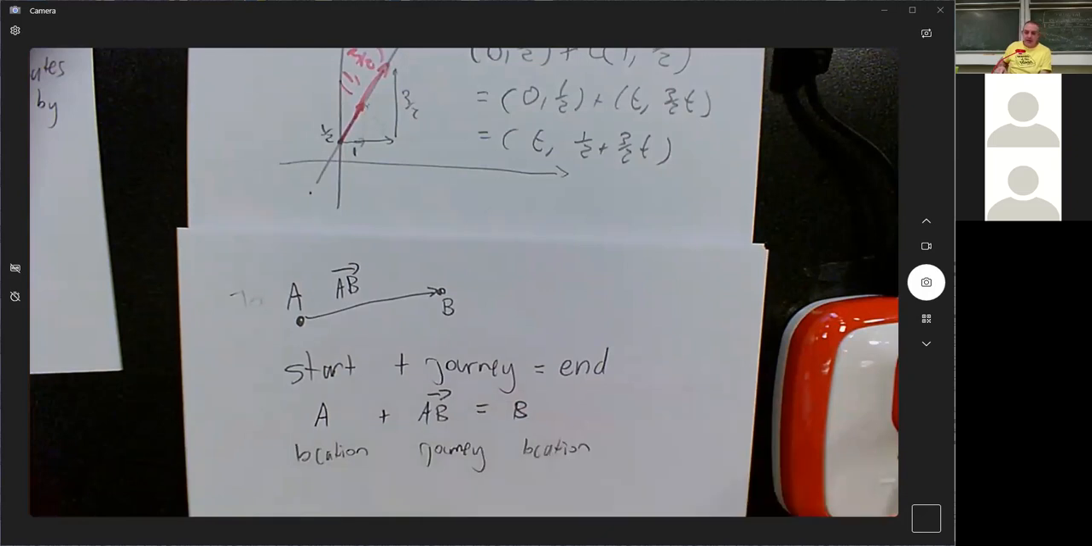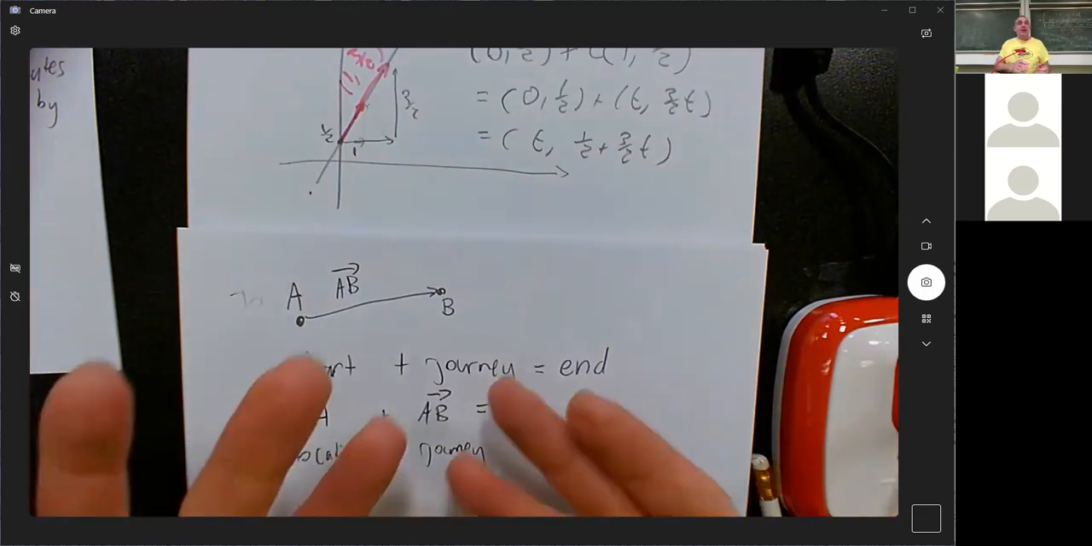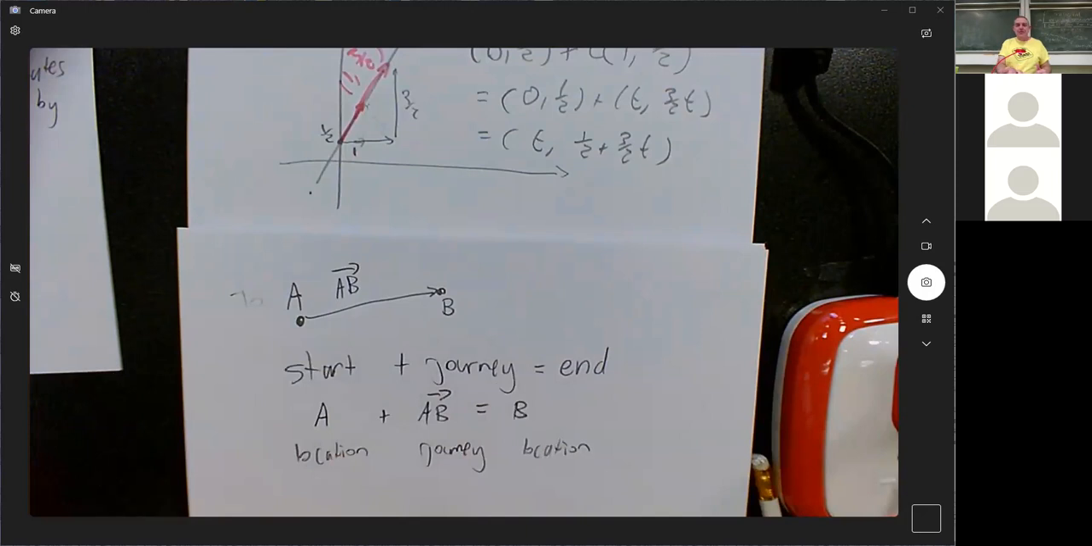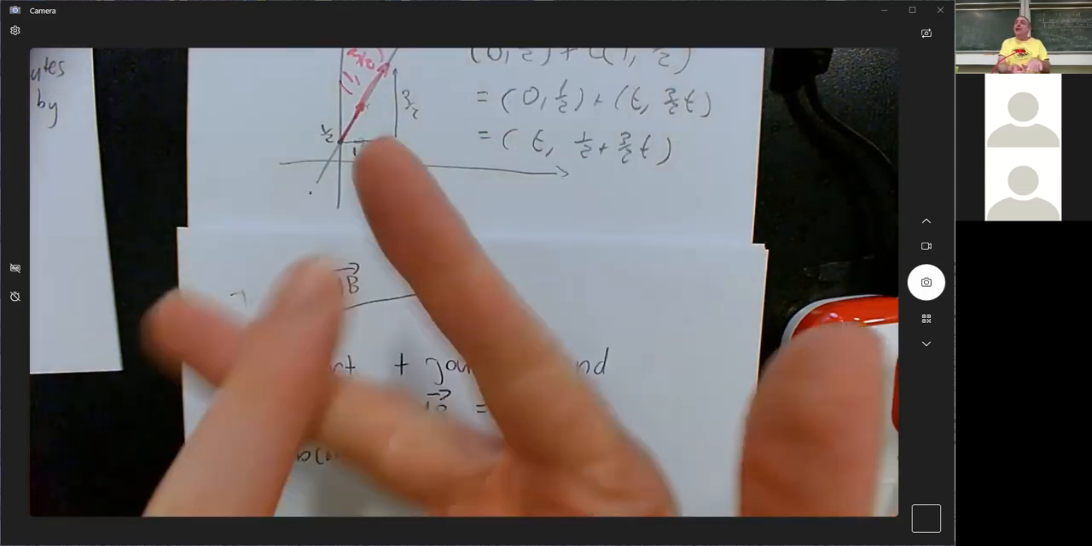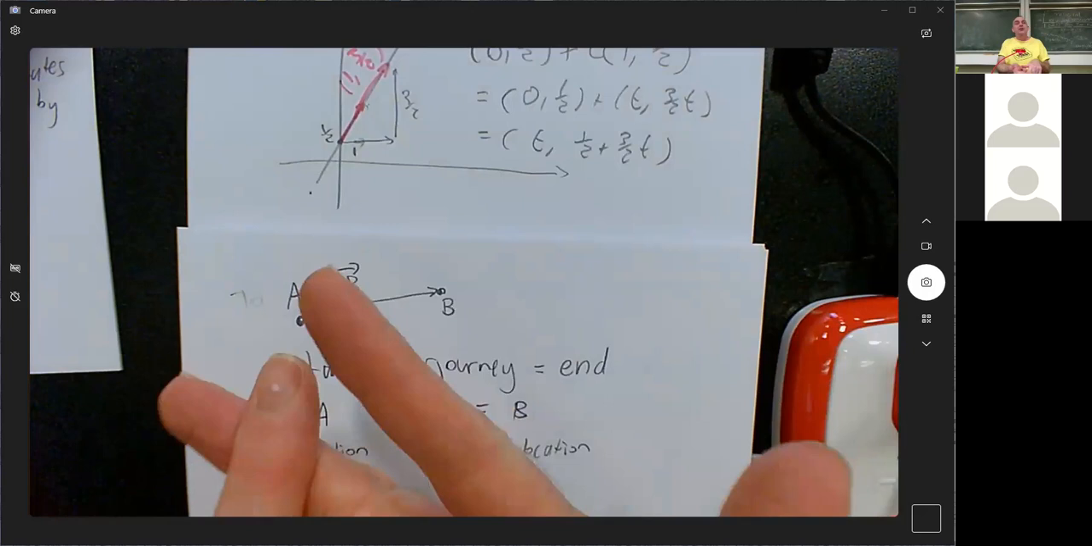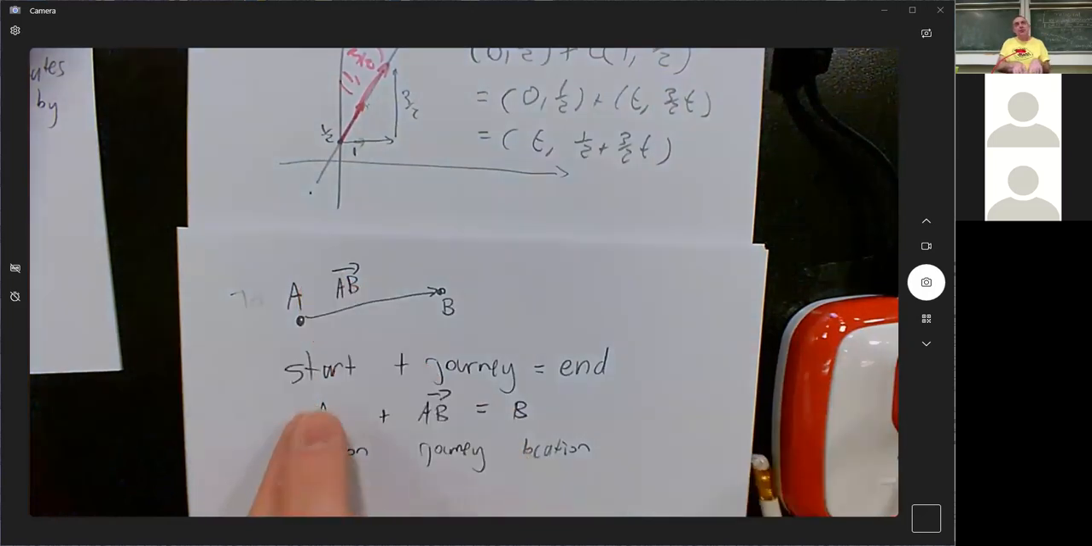Now you've been adding numbers that way for a long, long time. When you first learned how to add numbers, you have 8 plus 3 is 8, 9, 10, 11, and the 3 is a journey from 8 to a new place. And so one of the things that is a vector is a location, and the other one is a journey, and you get a location at the end.